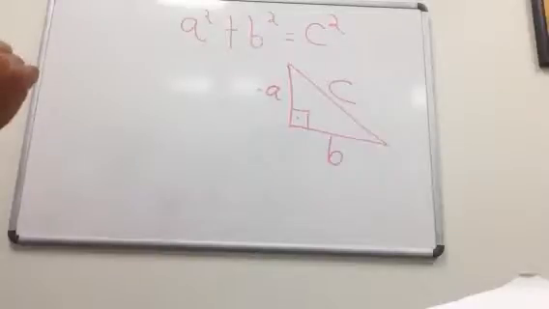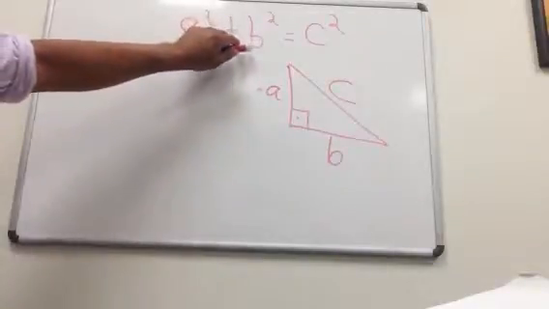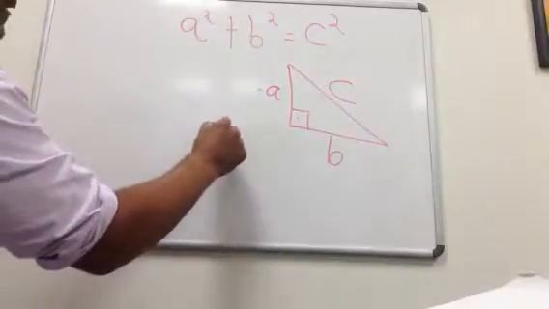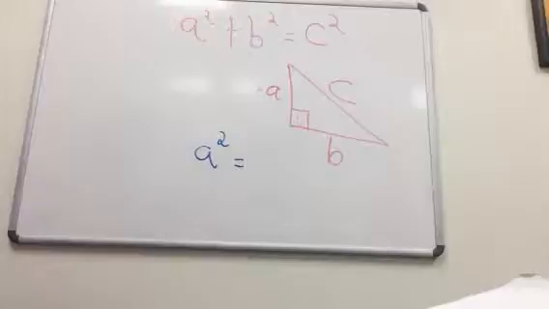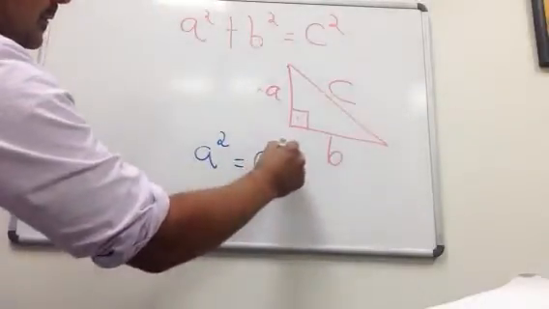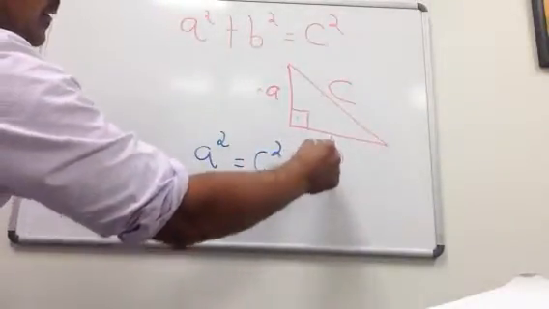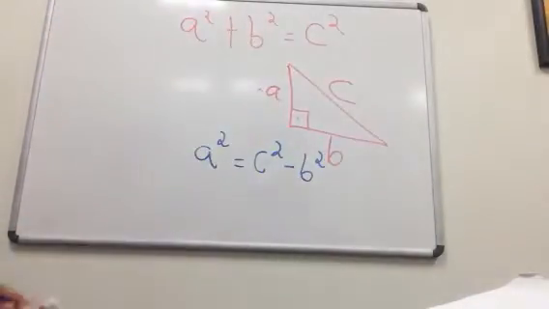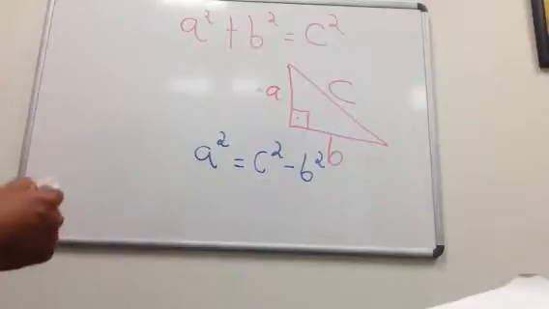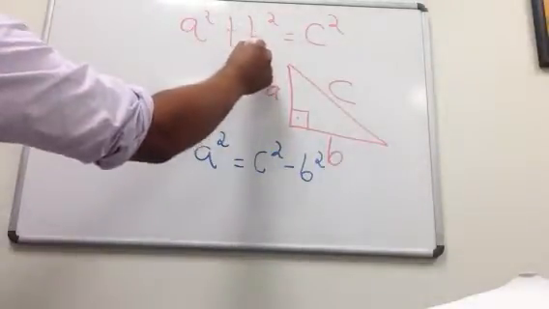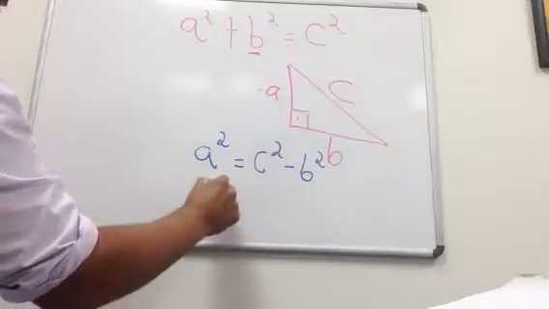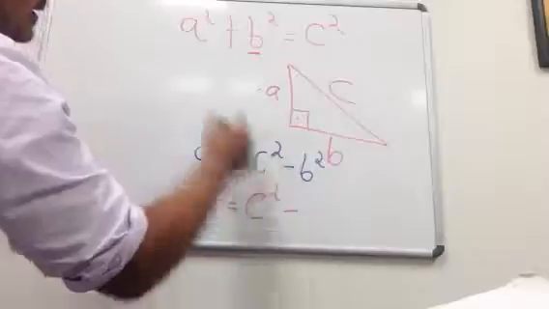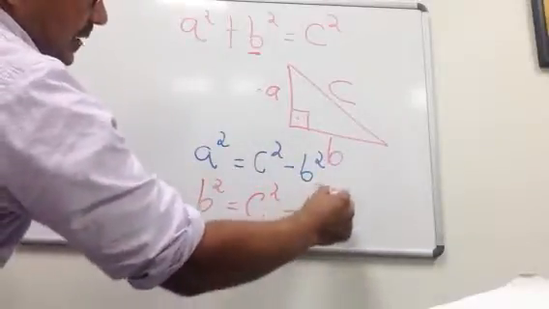So for example, if I only have B and C, I could say that A squared is going to equal C squared minus B squared. And again, I'm just basing it out of this relationship. And I can also say that if I need to find this value, I can say that B squared is going to equal C squared minus A squared.